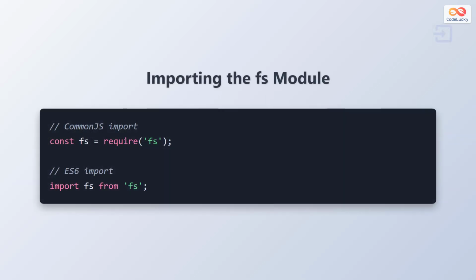Before we can start working with the file system module, we first need to import it into our project. There are two common ways to do this. The first one is the CommonJS import, where we declare a constant named fs and assign it the value returned by require('fs'). Alternatively, we can use the ES6 import syntax, which is import fs from 'fs'. Choose whichever method you prefer based on your project setup.